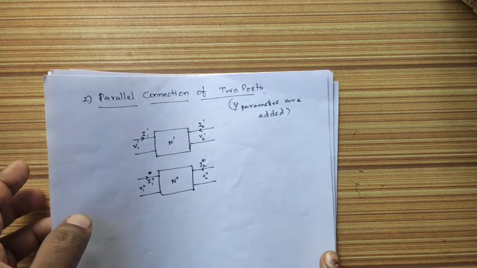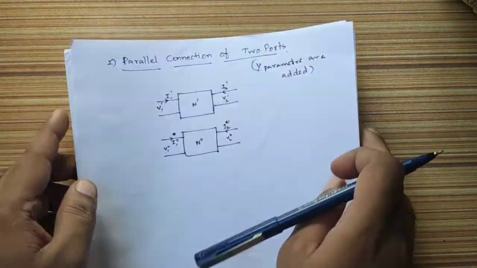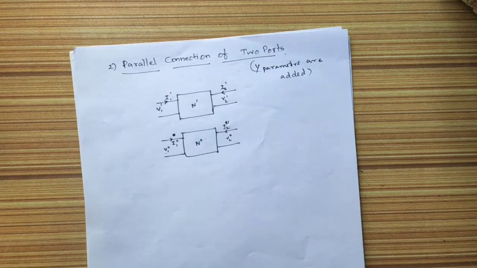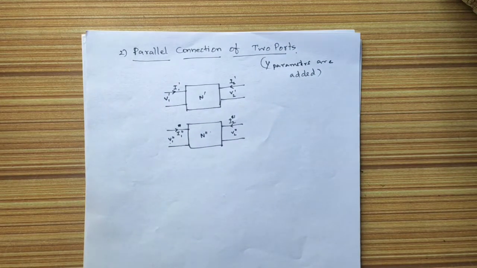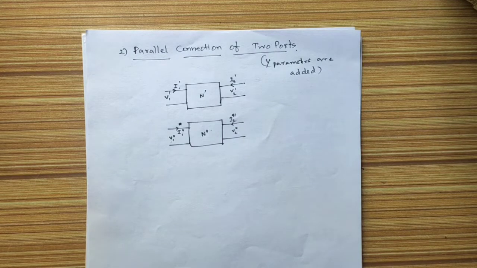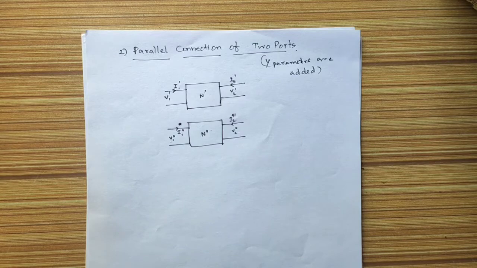How am I going to connect the two port networks? Here I am taking the same networks, N dash and N double dash, and their parameters are I1 dash, V1 dash, I2 dash, V2 dash. For the N double dash network, the parameters are I1 double dash, V1 double dash, I2 double dash, V2 double dash.